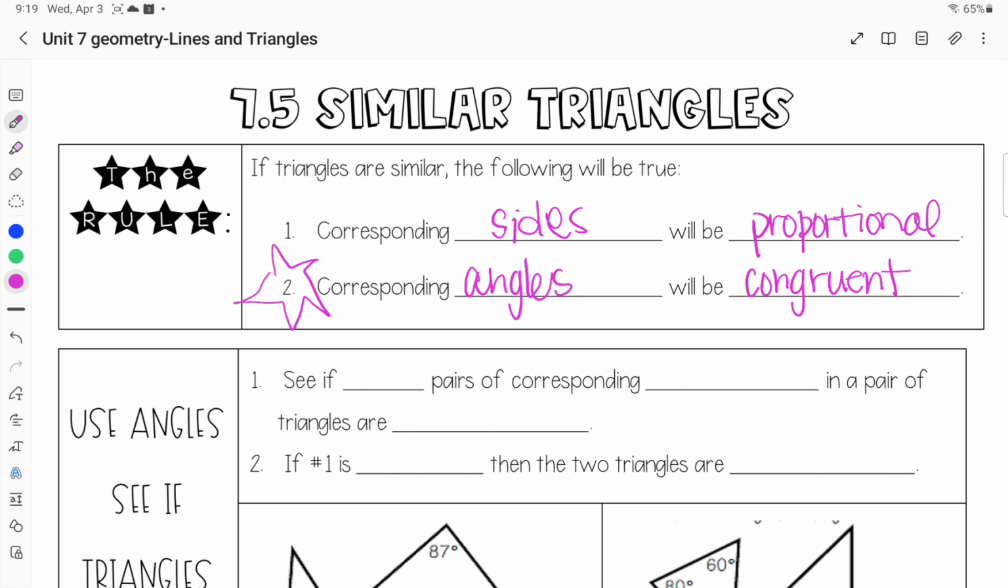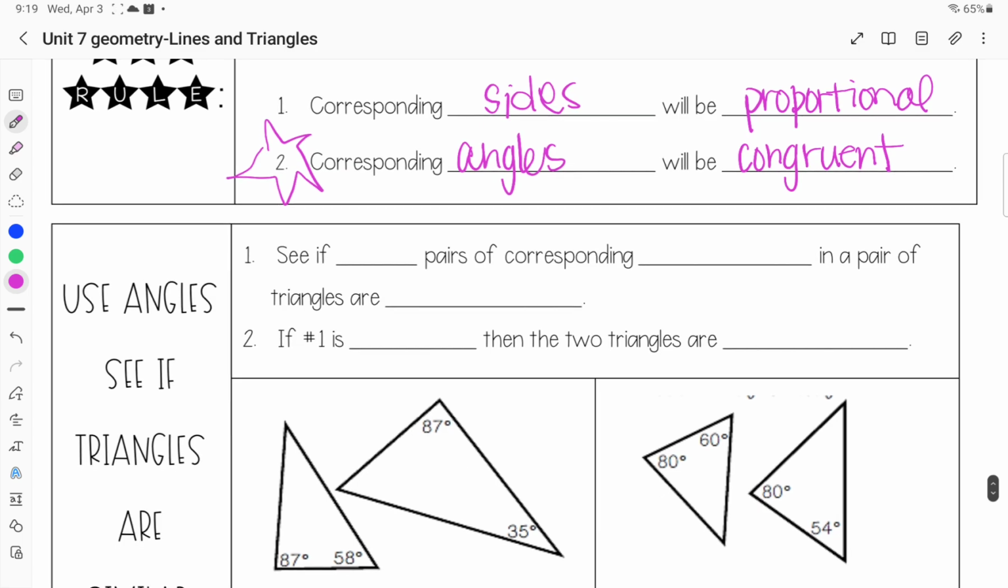It's kind of like if you grab a picture, let's say you're taking a picture and putting it on a Microsoft Office Word document, and you pull the corner, those angles don't change. How big or small it is changes, but the angles stay the same.